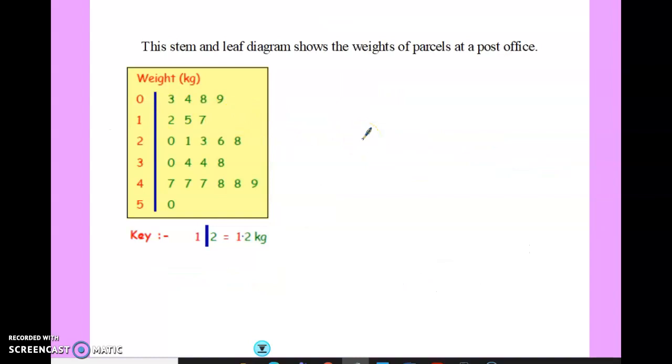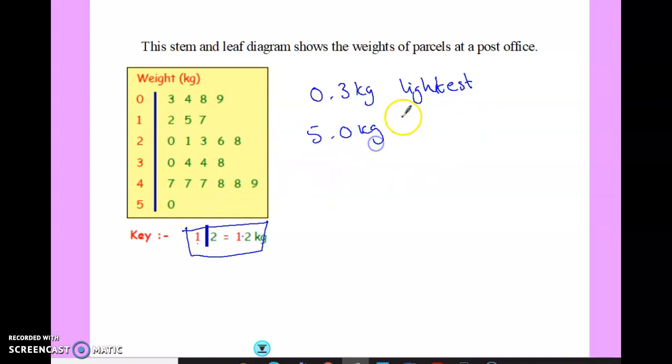This time we've got a stem and leaf diagram looking at the weights of parcels at a post office, and looking at the key again, 1 line 2 means 1.2 kilograms. You need to look at the key because the key tells you what each part means. Looking at the first one, the lightest parcel would be 0.3 kilograms. The heaviest parcel would be down at the bottom, 5.0 kilograms.